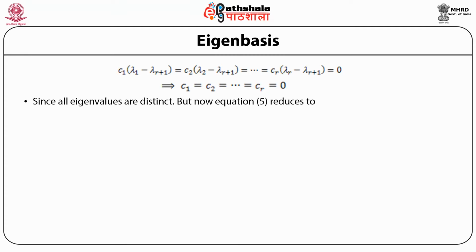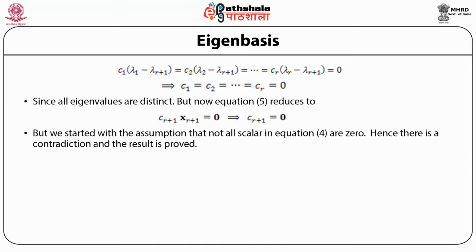Since all eigenvalues are distinct, now equation 5 reduces to cr plus 1 into xr plus 1 equals 0, which implies cr plus 1 equals 0. But we started with the assumption that not all scalars in equation 4 are 0. Hence, there is a contradiction and the result is proved.